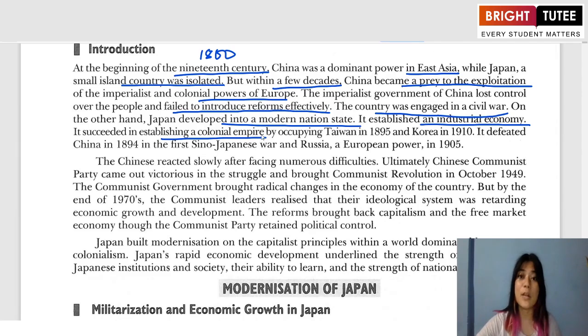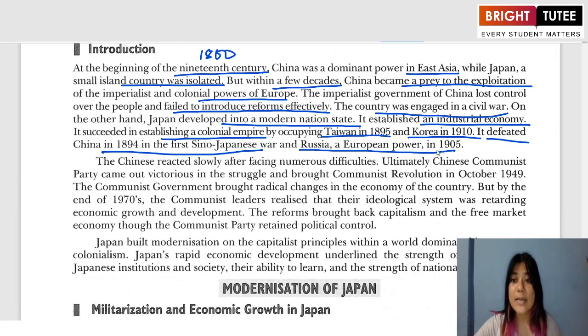It became successful in colonizing Taiwan in 1895 and Korea in 1910. So a small island country which was isolated by the early 19th century became so powerful that it colonized Taiwan and Korea. It also defeated China in 1894 in the first Sino-Japanese War. In the first war fought between China and Japan, Japan became victorious, and as a result it exercised influence and power over China. It also defeated Russia in a war fought between Russia and Japan in 1905.